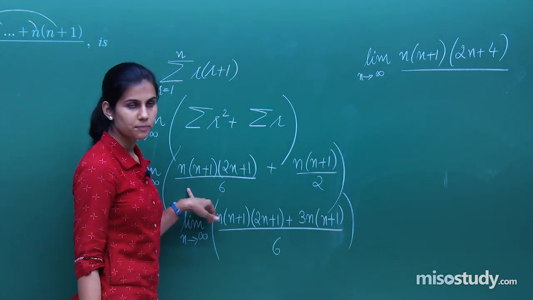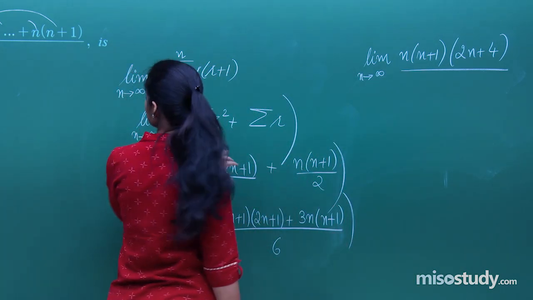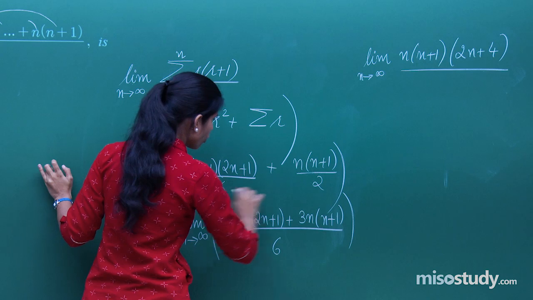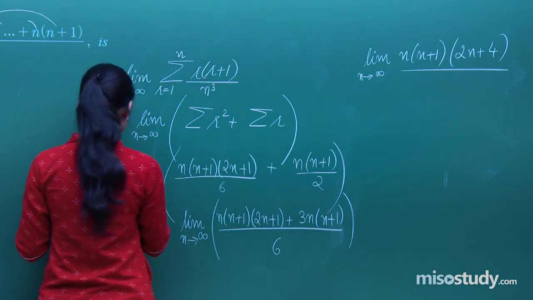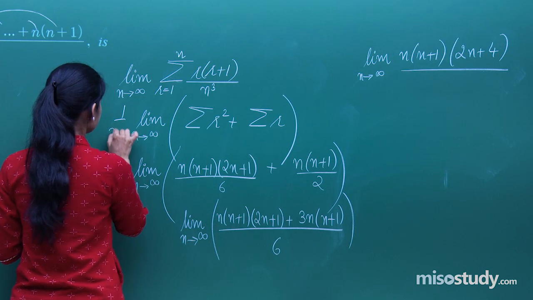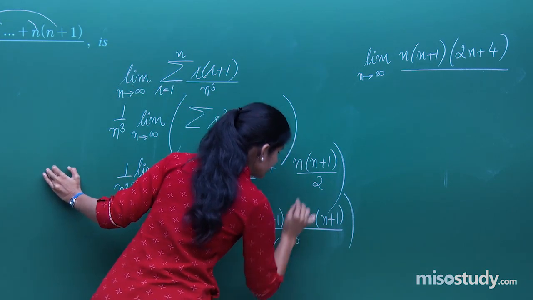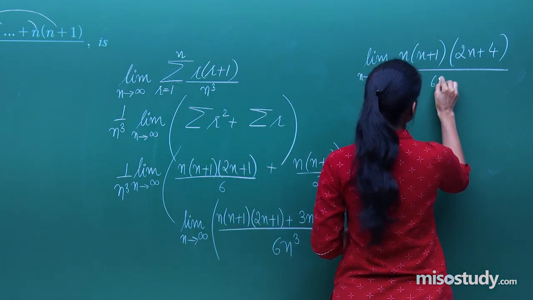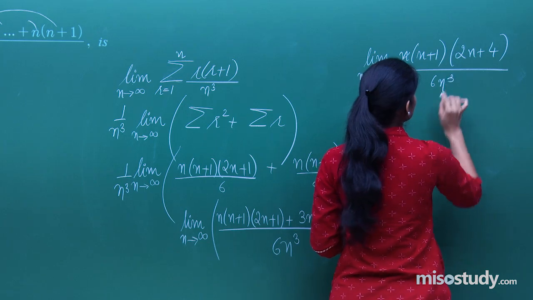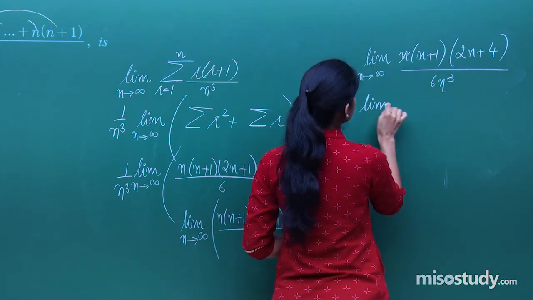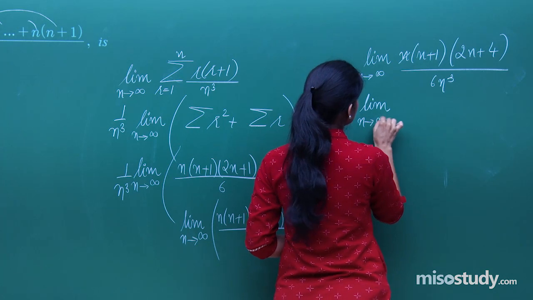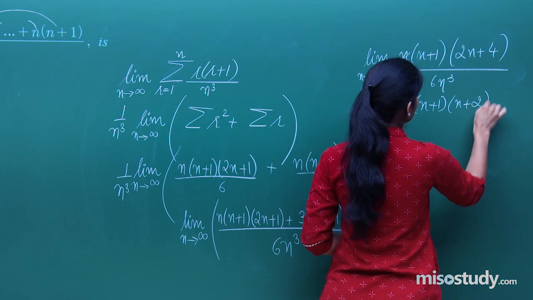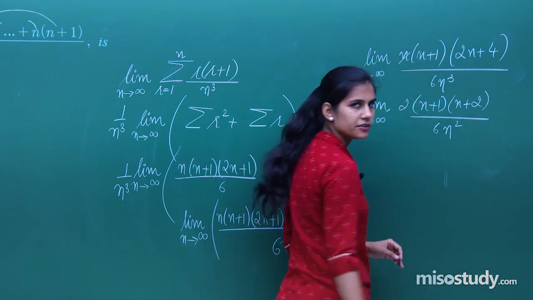Whole upon 6, and this is what it is, and over here you have n cube also in the denominator. So this becomes whole upon n cube, this is whole upon n cube, here also you have n cube. So numerator becomes this, denominator you have 6n cube. So n gets cancelled out, you have limit n tends to infinity, n plus 1, 2 comes out common, you have n plus 2, 6n square.